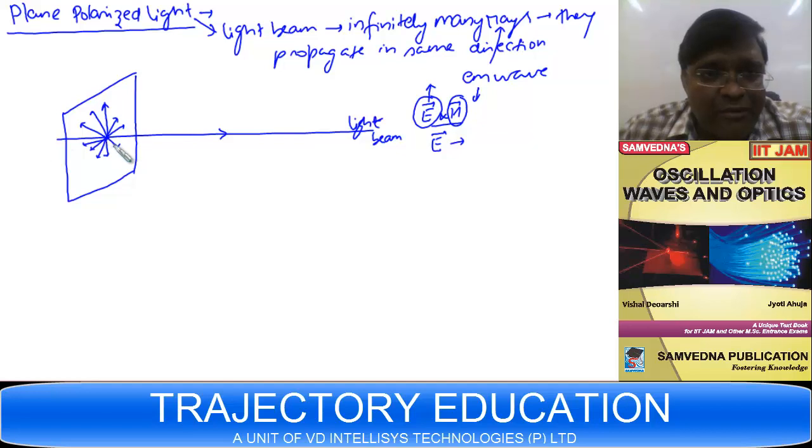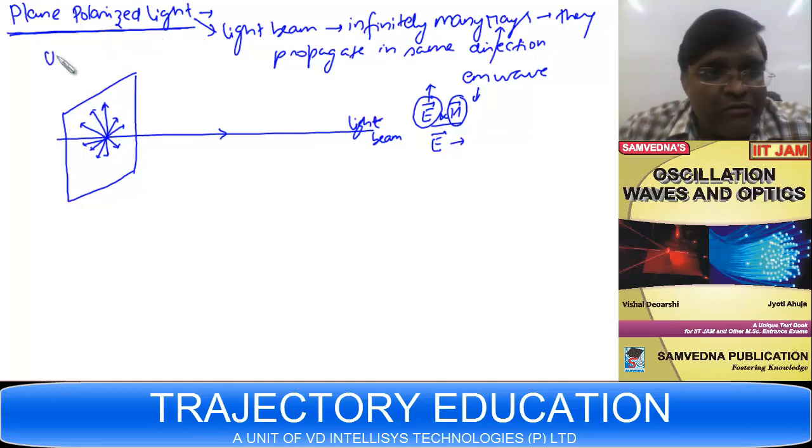So the field vector associated with each ray will lie in this plane perpendicular to the direction of propagation. The field vectors of the rays which form a beam will be perpendicular to the direction of propagation, so they will be confined to this plane, right? Now let's try to define when you call the light to be plane polarized, right?